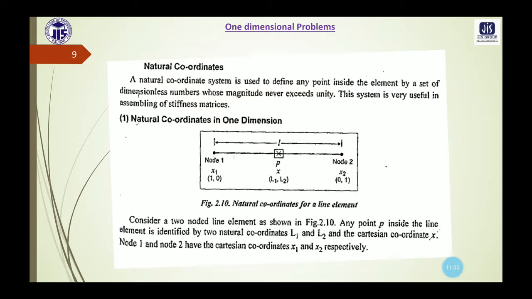And in the first diagram, that is 2.10, we can see the natural coordinates in one dimension. Here let us consider a two-noded line element which is shown in these elements. We have two different nodes. Now any point P inside the line element is identified by two natural coordinates L1 and L2 and the Cartesian coordinate x. Node 1 and node 2 have the Cartesian coordinates x1 and x2 respectively.